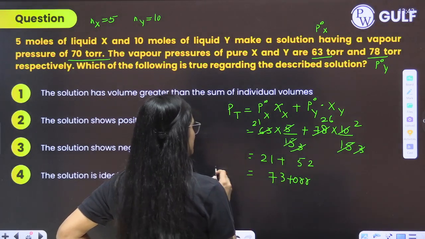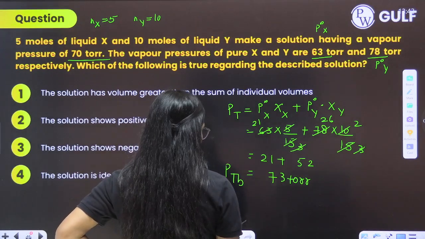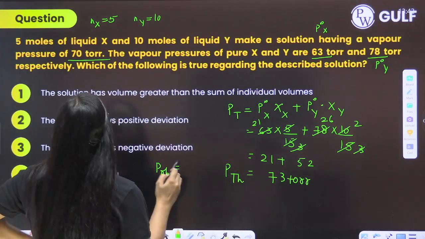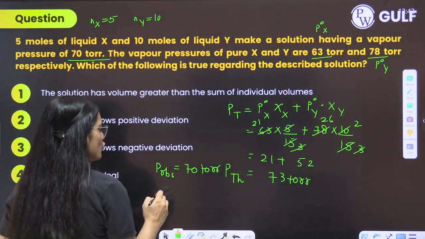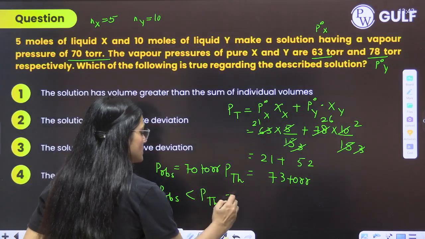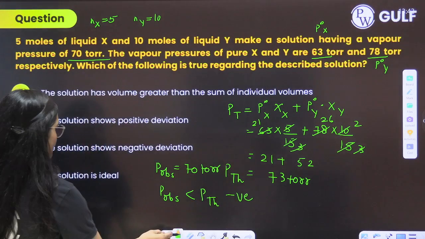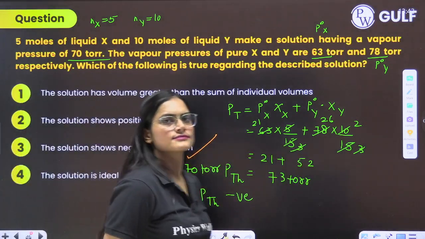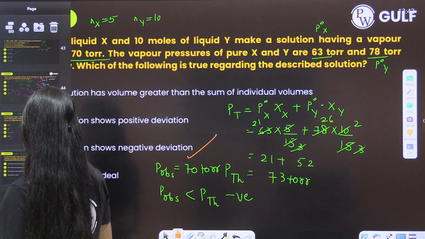Now this is your theoretical vapor pressure, but your observed vapor pressure is 70 torr. Beta, right now you can see that your observed vapor pressure is less as compared to the theoretical vapor pressure. This is showing negative deviation. Because this is showing negative deviation, that is why here option 3rd is correct. So that's it. That was the last question.